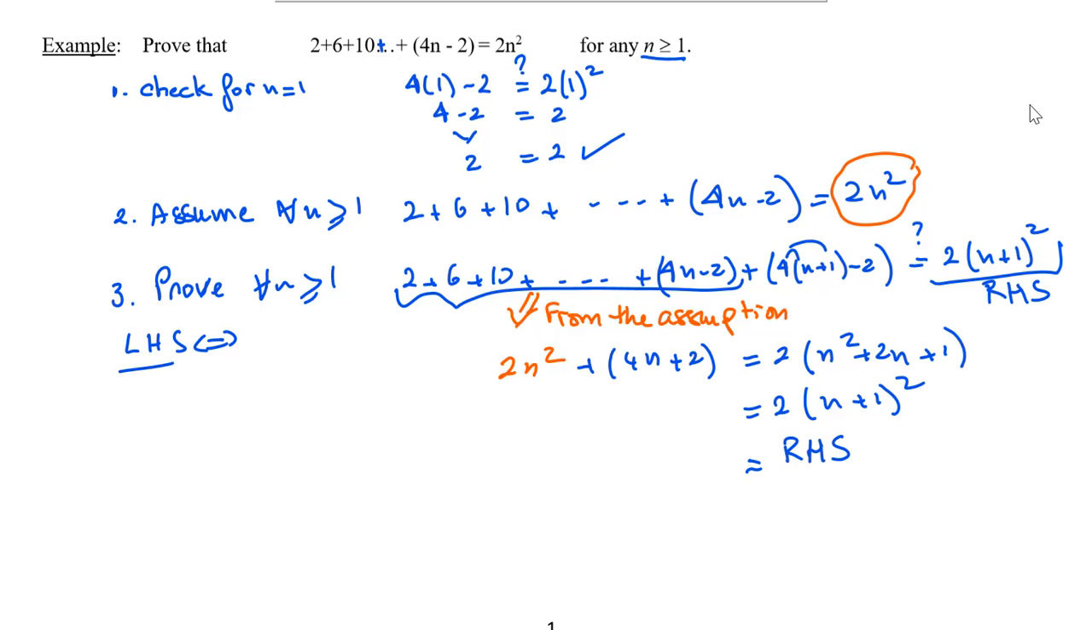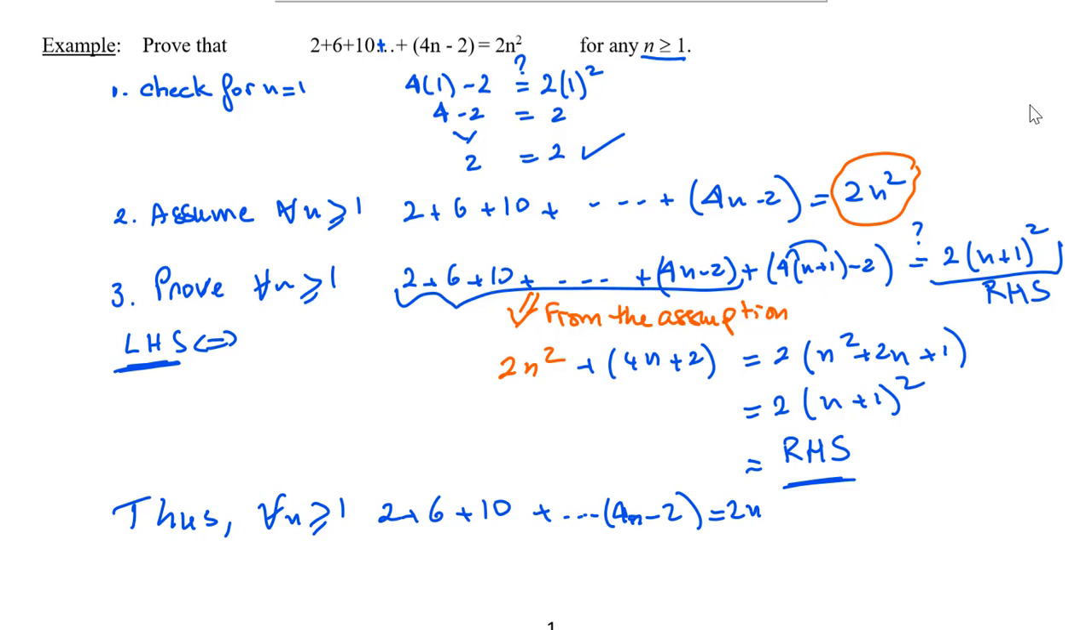So I went from the left hand side to the right hand side, using the assumption. So now we proved it for n plus 1. It works for n plus 1 using the assumption, and thus for all n greater or equal to 1, if I add 2 plus 6 plus 10 all the way to 4n minus 2, I will get 2n squared. This is a formula for it.